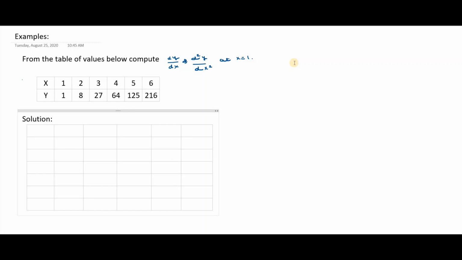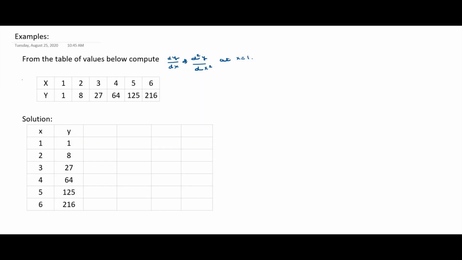So first we have to construct the difference table. To construct the difference table, first I will write the values for x, and the values for x are 1, 2, 3, 4, 5 and 6. Similarly, write down the values for y which are given. The values for y are 1, 8, 27, 64, 125 and 216.